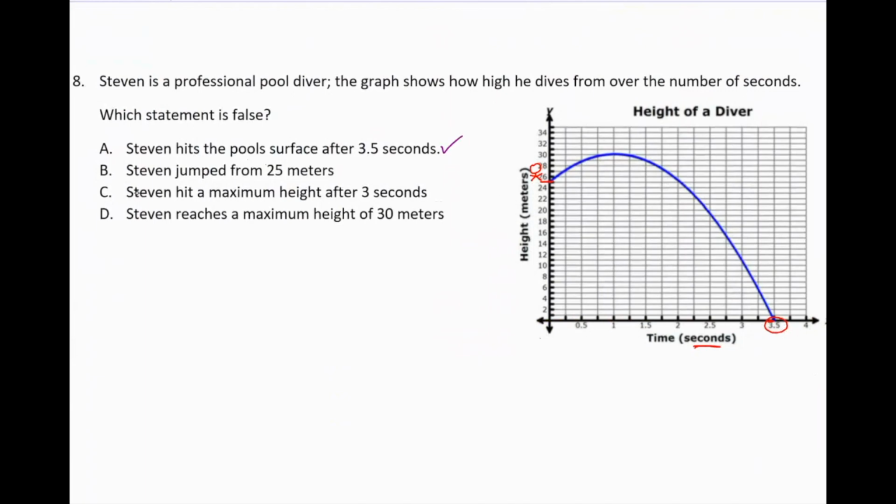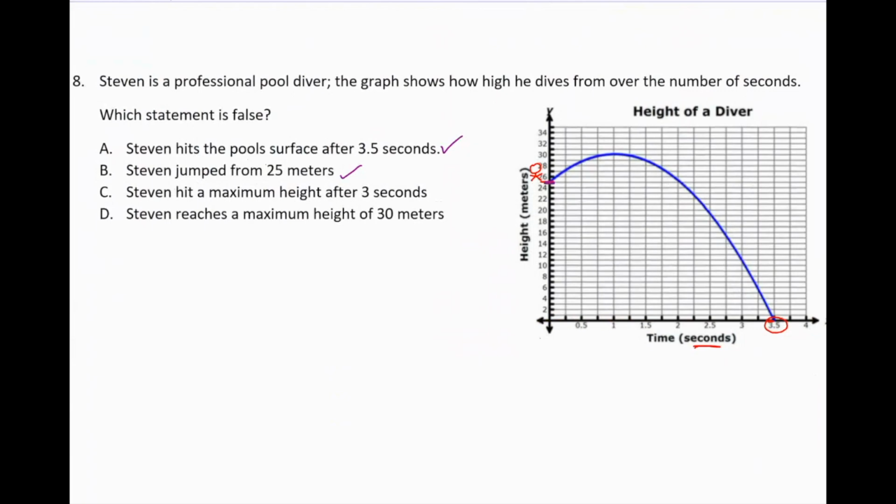I see it here. Alright, Steven jumped from 25 meters. So where did Steven start? Steven's path started here. It looks like it's in between 24 and 26. So it did start at 25 meters. That means Steven jumped from 20 meters up. Then it says Steven hit a maximum height after 3 seconds.